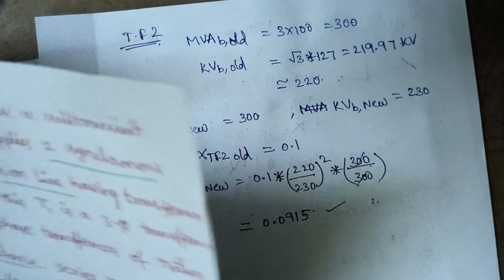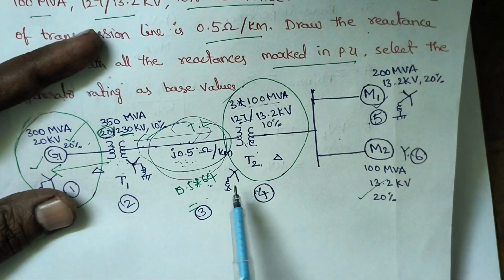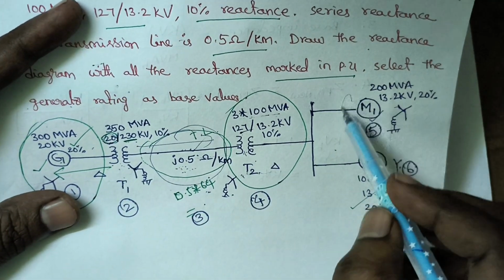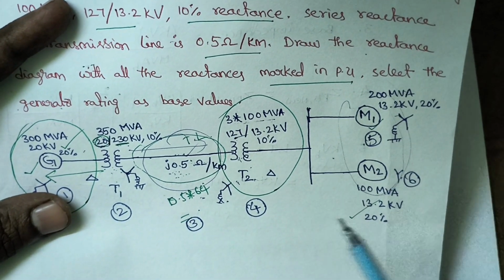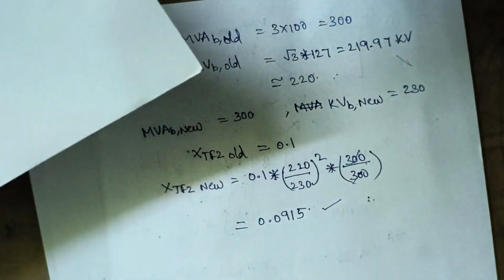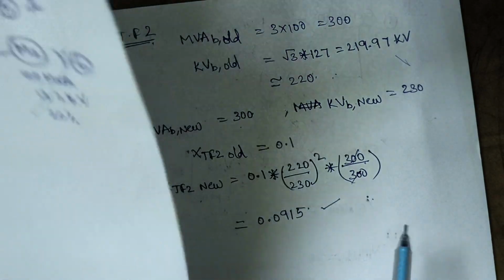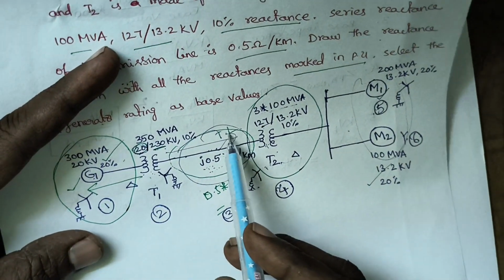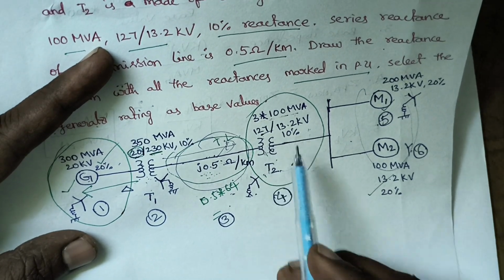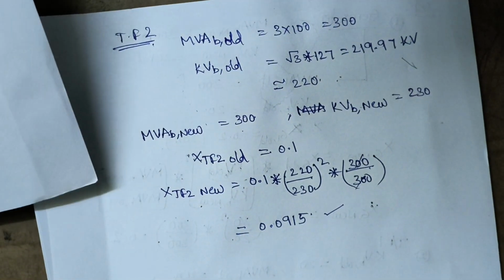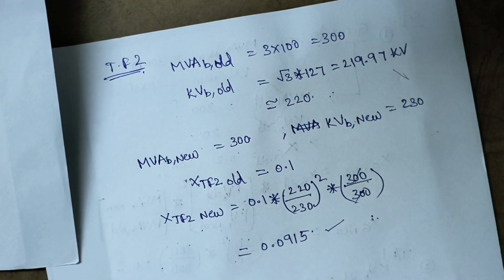So how many components have we completed? Up to this. Next, for these two I need to find. For these two, what is the base? 230 is the base kV of this side. But on this side I need to find. And this will be, yes, let me find out that one.